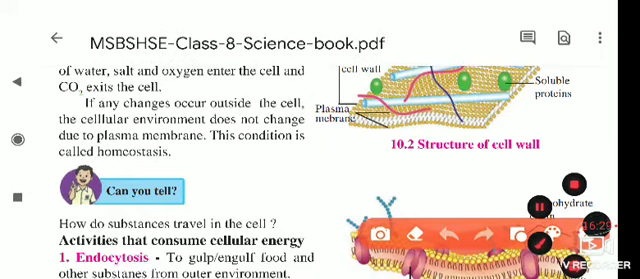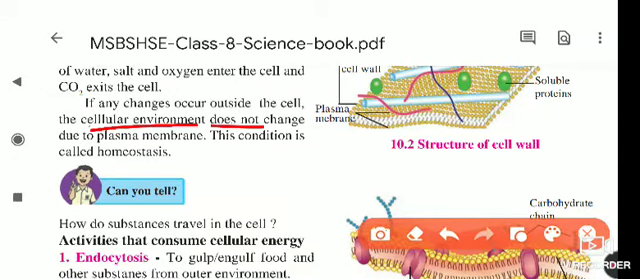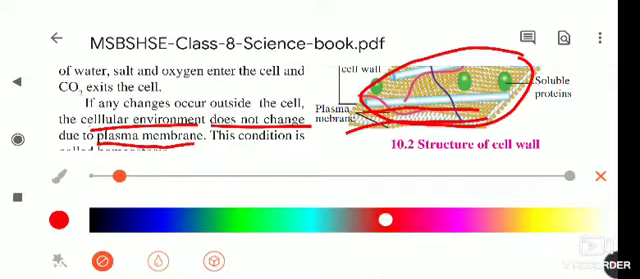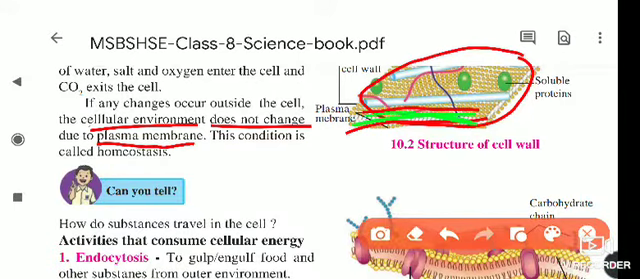If any change occurs outside the cell, if something in the outside environment changes, then the cellular environment does not change. Okay, any changes take place outside the cell, but the cellular environment is not changing. And why is this? Because of the plasma membrane. Because of this plasma membrane, anything happening around it does not affect the cell.